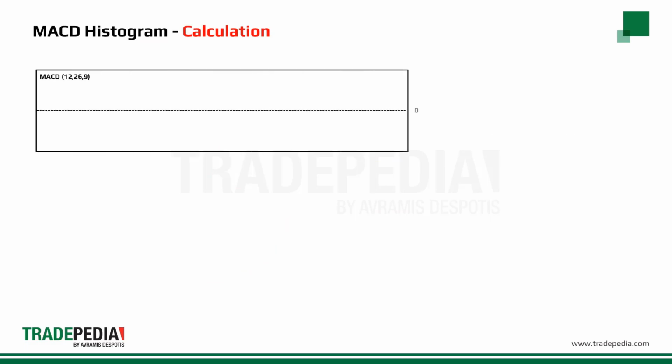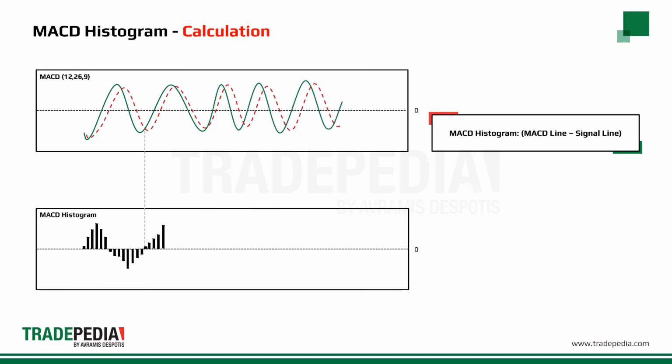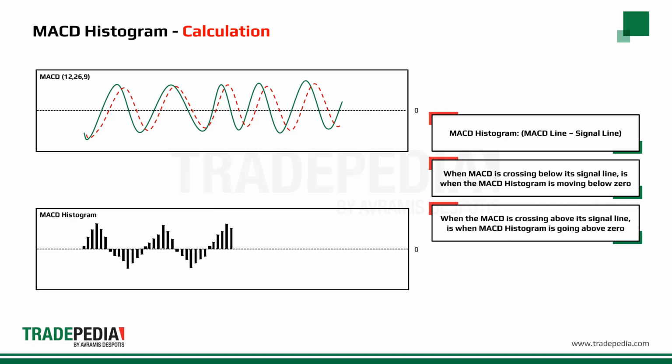The MACD histogram is calculated as follows: MACD line minus the signal line. The MACD histogram is at 0 when MACD is crossing its signal line. When the MACD is crossing below its signal line is when the MACD histogram is moving below 0. And when MACD is crossing above its signal line, MACD histogram is going above 0. It is referred to as MACD histogram because instead of being presented as a line, it is shown as horizontal bars, known in statistics as histogram.